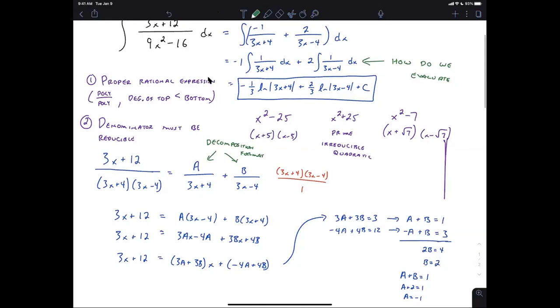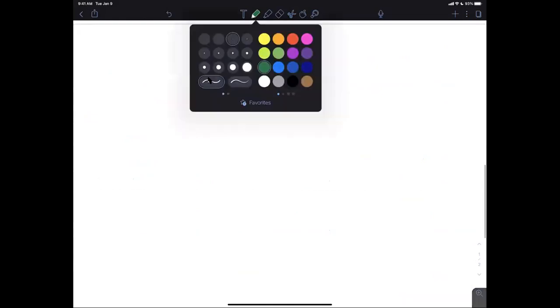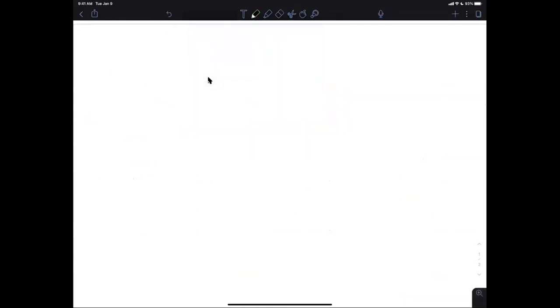Okay, so we're going to go on to another example. I want to show what happens when we have a repeated linear factor. Let me get this one real fast. My bad, I had it pulled up and I don't now. All right, so we're going to get the integral of x plus 2 over x squared plus 10x plus 25 dx.